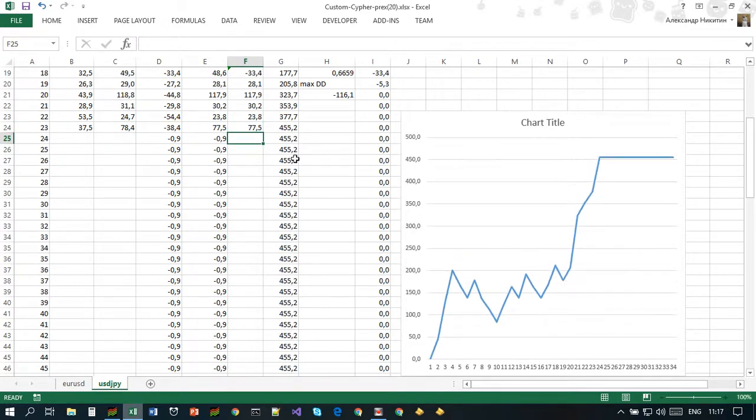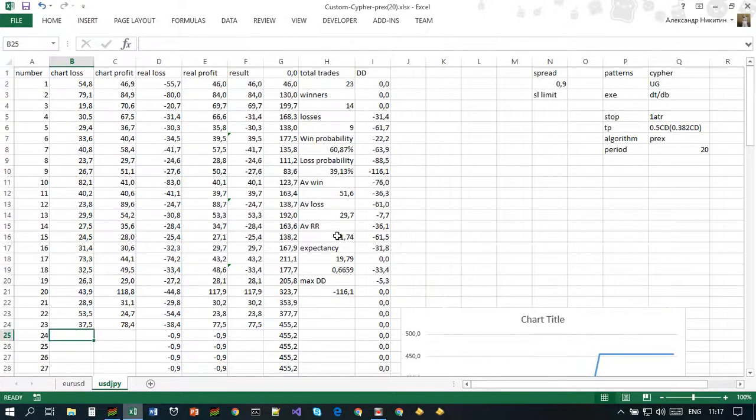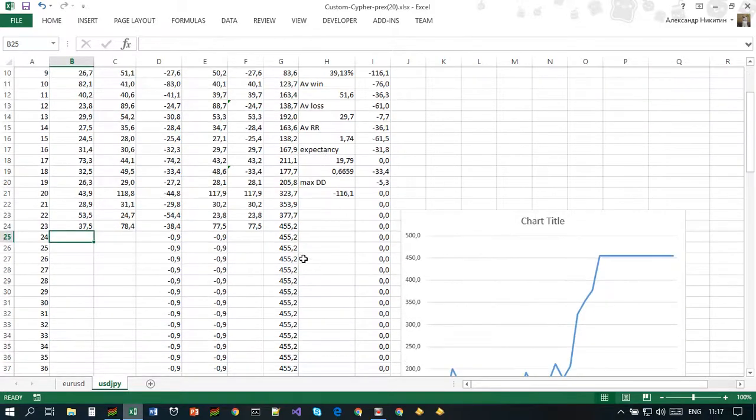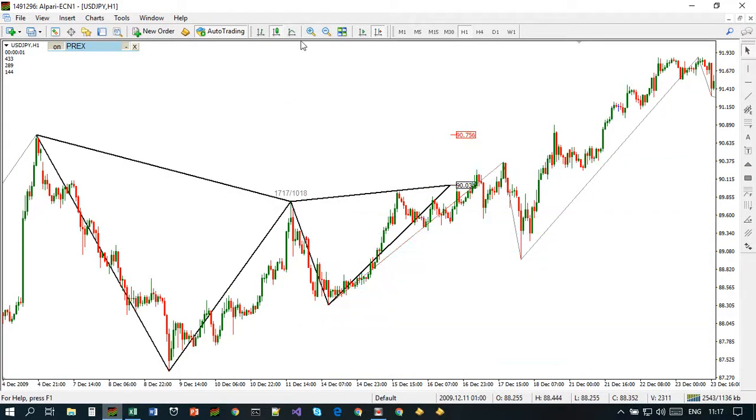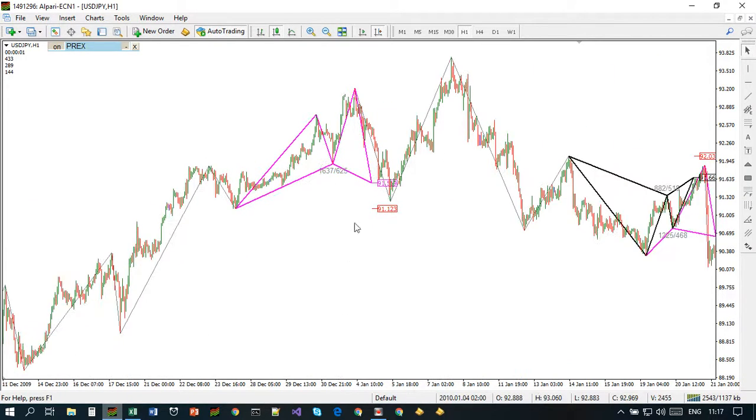Good. It is a take profit. Pretty large take profit. Win probability rose to 60%. Now we go to Ciphers.